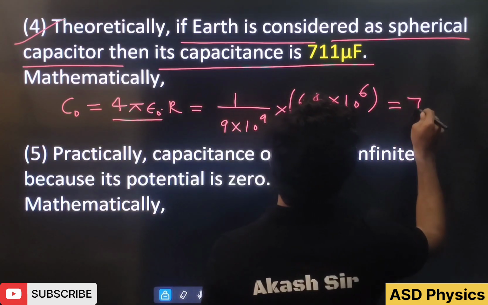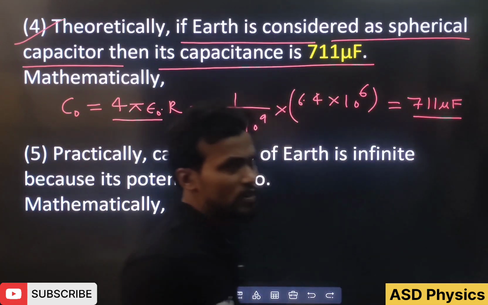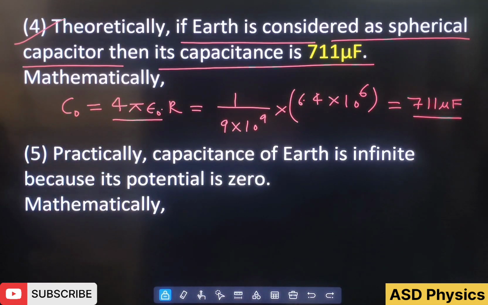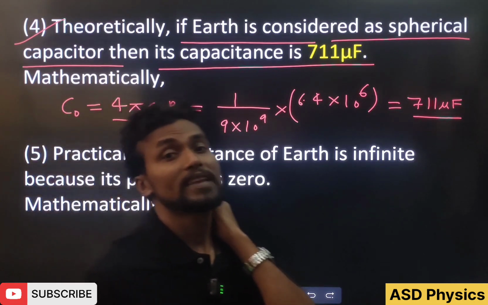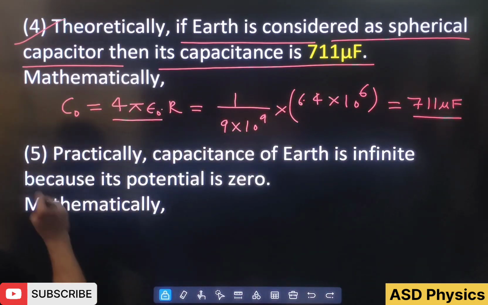When you simplify this, it will come to 711 microfarad. You just have to simplify this, and you know very well, 1 microfarad is how much? 1 microfarad means, students, 10 to the power minus 6 farad. Great. Now let's see.